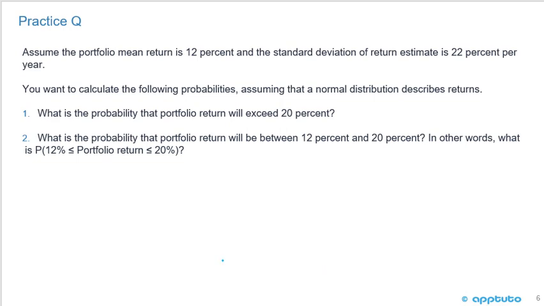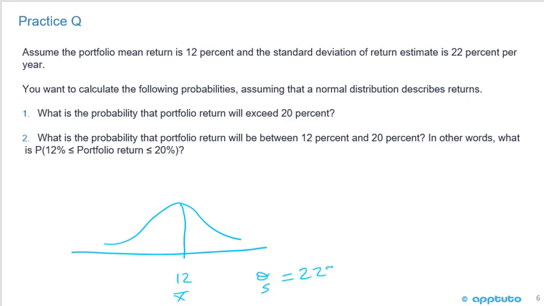Okay, let's work our way through a little example now. Remember that the LOS is to determine the probability that a normally distributed random variable lies inside a given interval. So that's part 2 to this question. We have our normal curve, and we're assuming that the portfolio mean is 12%. That would be an x bar, a sample mean. And the standard deviation of the return is 22%.